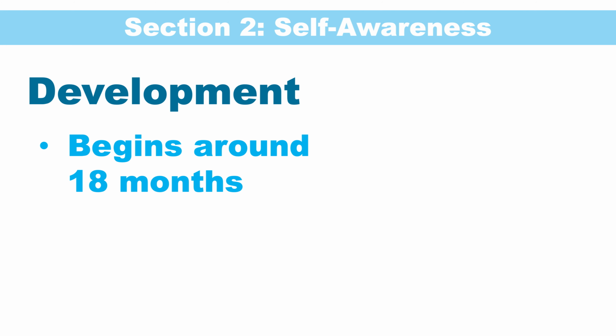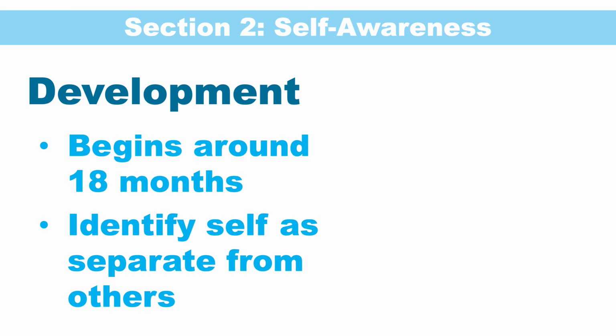For most humans, self-awareness begins to emerge around 18 months of age. Before this point, babies might respond to their reflection in a mirror, but they don't necessarily understand that the person staring back at them is themselves.